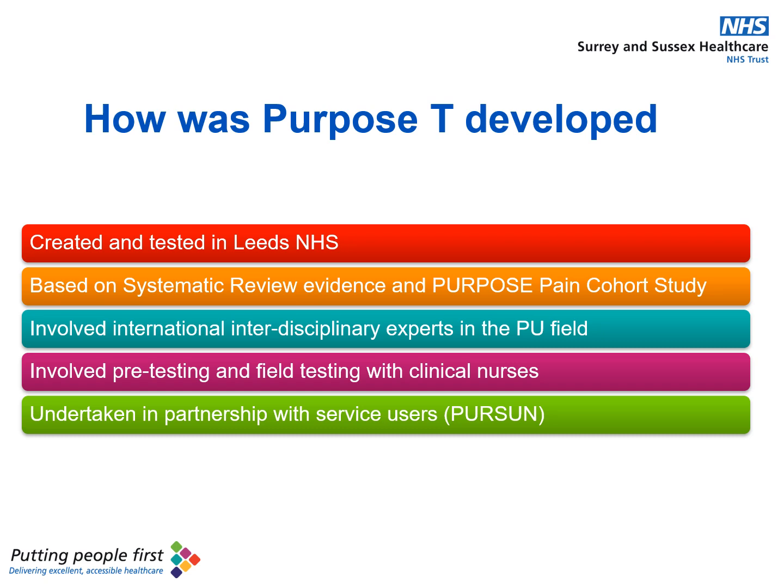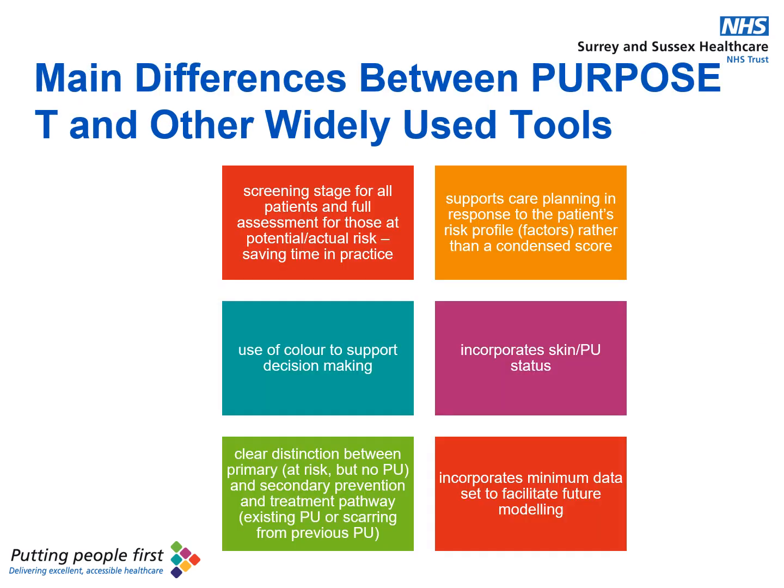So how was Purpose T developed? It was created and tested in Leeds NHS Trust. It was based on a systemic evidence and purpose pain cohort study. It involved international interdisciplinary experts in the pressure ulcer field, and it involved pre-testing and field testing with clinical nurses, and it was undertaken in partnership with service users.